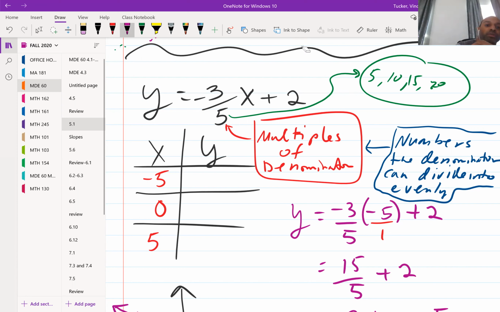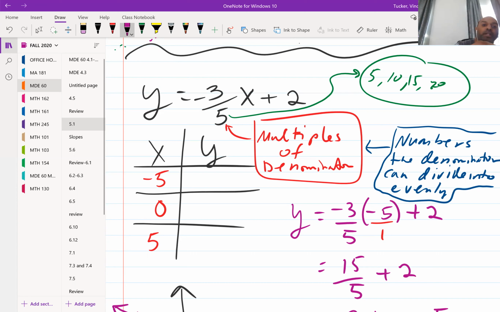So what I chose was -5, 0, and 5. That keeps in line with what I was choosing, -1, 0, and 1. Once again, you don't have to choose those values. You can do 5, 10, 15 if you want to. But you want to choose values that the 5 can divide into evenly.